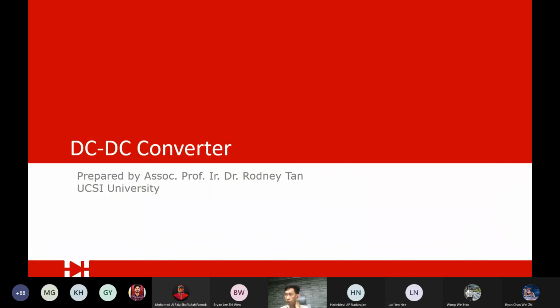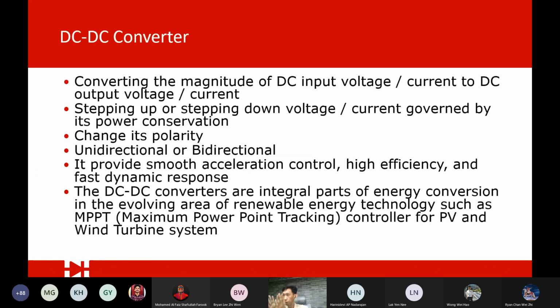Okay, so the DC converter. Like the name implies, you are converting a DC input voltage or current into a DC output voltage and current. Now, as we know, DC has no frequency, not like AC. In AC, we change the frequency for controlling the motor speed, and we change the magnitude for controlling the motor torque, or the magnitude and the phase for grid-connected purposes.